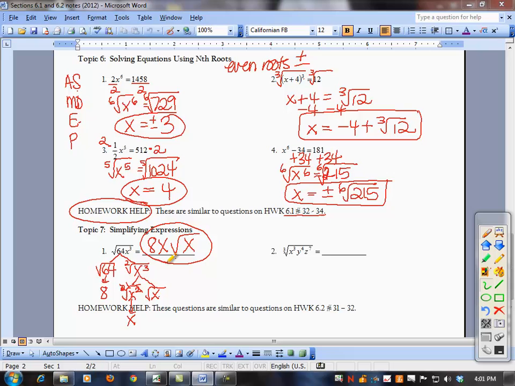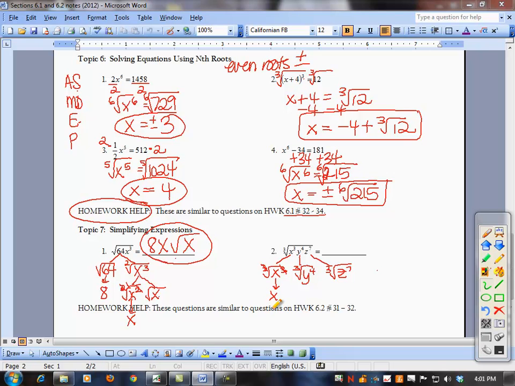Now let me go a little harder. There are 3 things, so I'm going to split this up 3 ways. I'm going to do x's, y's, and z's. So I have the cube root of x cubed, the cube root of y to the 4th, and the cube root of z to the 7th. As I look at x's, we're going to take one at a time. I have a cube root and a cube. Those cancel out. I'm just left with an x.